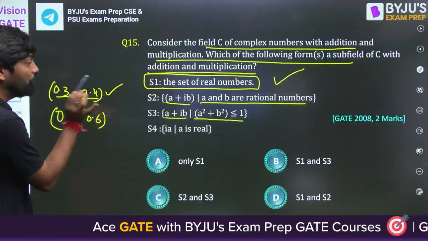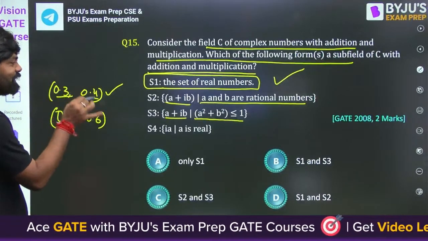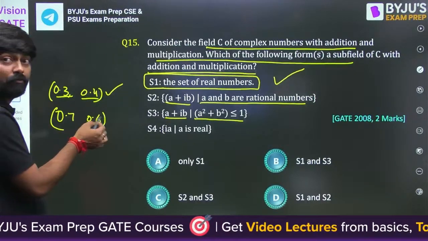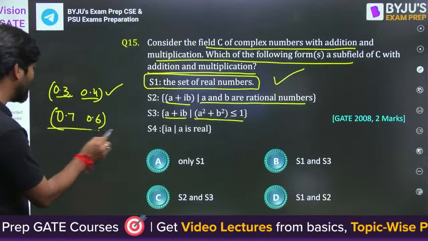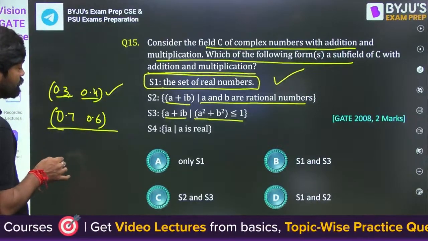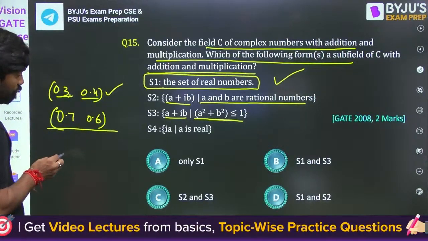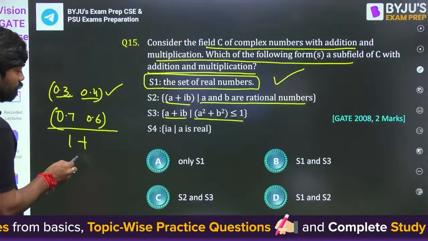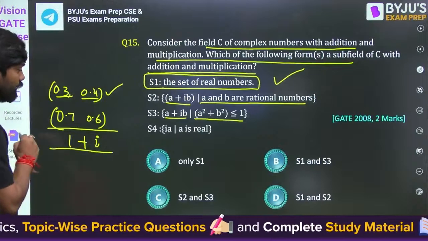So 0.3 and 0.4, my dear friend, if you square and add, it will be less than or equal to 1. And 0.7 and 0.6 also, if you square, it will be less than 1. And if we add these, it is nothing but 1 plus i. Is that clear? 1 plus i.